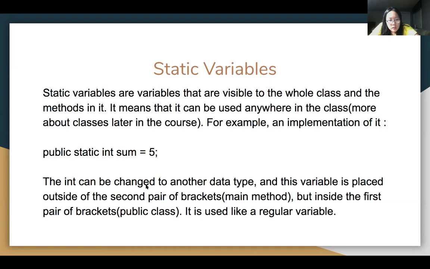Again, the int can be changed to any other data type, and this variable is placed outside of the second pair of brackets, the main method, and inside the first pair of brackets, public class. It is used like a regular variable. The only difference between static variables and regular variables is that there are different scopes, which means that it can be accessed differently, and you'll get what I mean later on in the course. But this is just an extra tidbit since we're going over static methods and all.